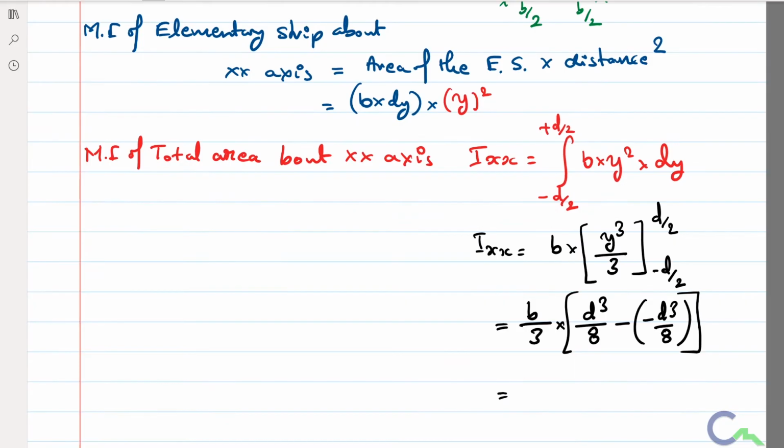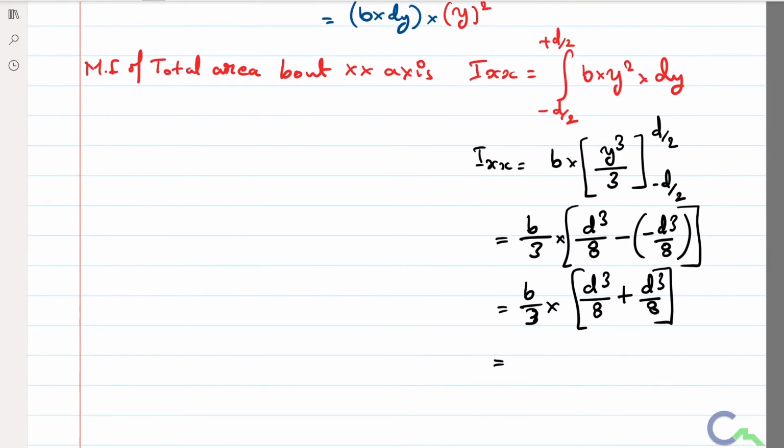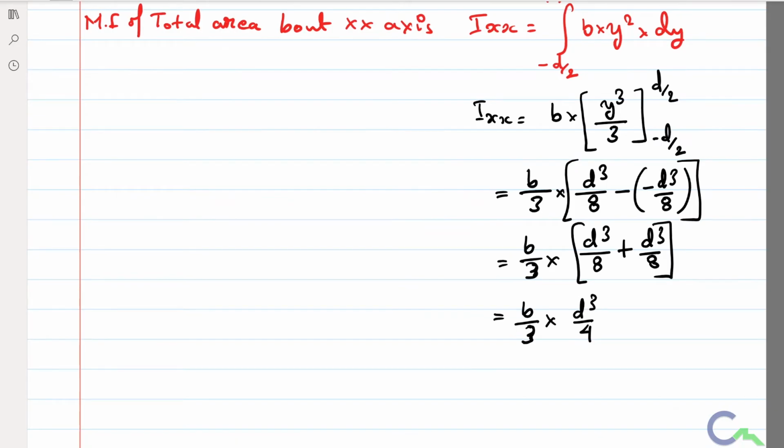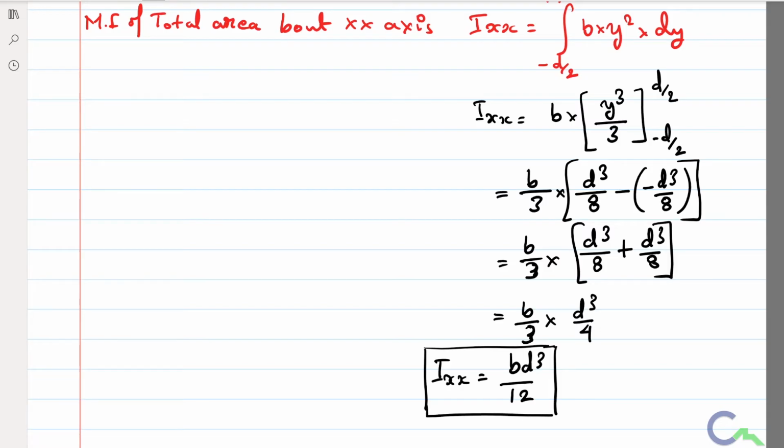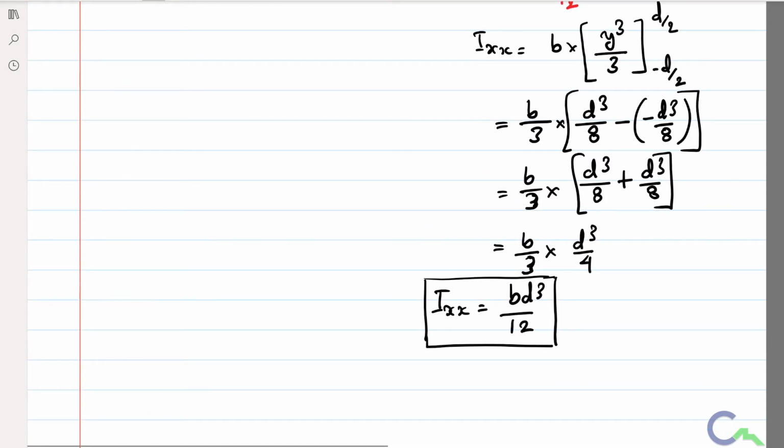So again, if I simplify, that is b by 3 into d cube divided by 8 plus d cube divided by 8. So if I simplify this, that is b by 3 into d cube divided by 4. So therefore I can write Ixx is equal to bd cube divided by 12. This is the moment of inertia of the rectangle about horizontal centroidal axis.